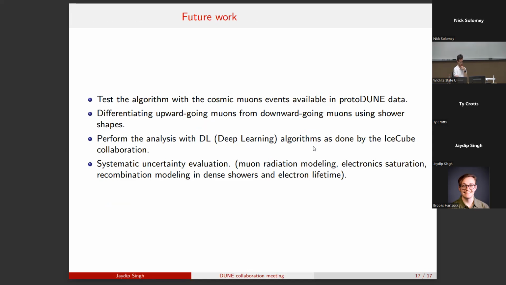As this technique is using deep learning, it is done by the STU collaboration. So we are also planning to use deep learning methods, and the MIT group have already done a little bit of work using the deep learning algorithm, and we are working with the MIT group. We are also doing systematic uncertainty evaluations like muon radiation modeling, electron saturation, recombination models in the dense shower, and electron lifetime.